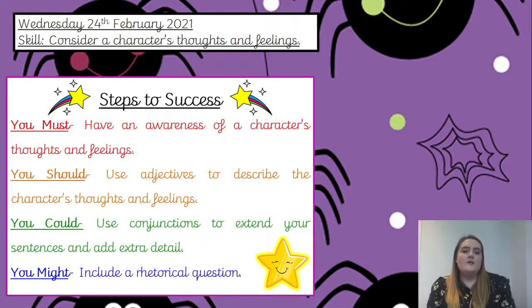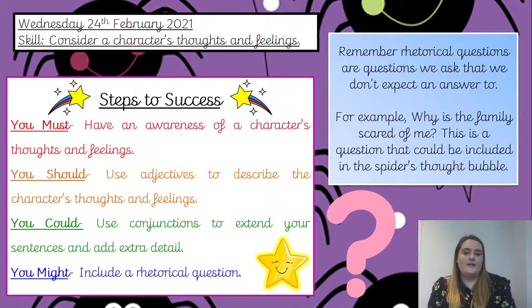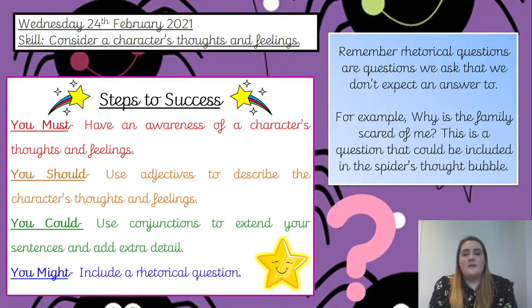You might include a rhetorical question. Now, I know we try and include lots of different sentences in our writing, but remember, if we're not too sure what that is, rhetorical questions are questions we ask that we don't expect an answer to. So, for example, in a moment you're going to be writing about the spider, and you're going to be writing things like, I felt sad because I just wanted to be their family pet. So you might ask a question, you might write the question, why is the family scared of me? That might be a question that the spider is asking itself, and it doesn't necessarily need an answer to it, but it could be included in the thought bubble.